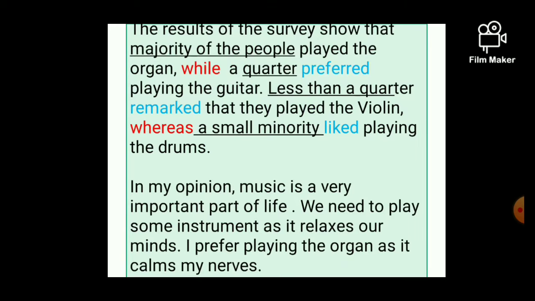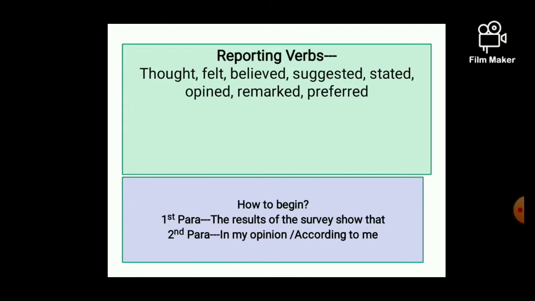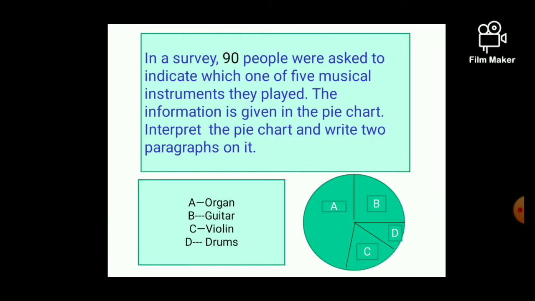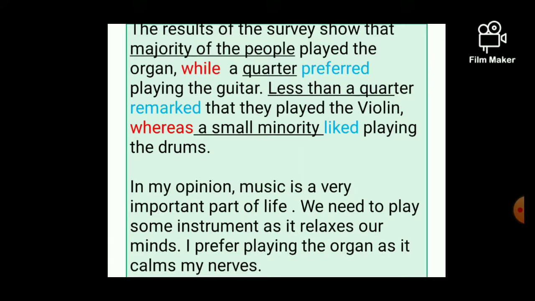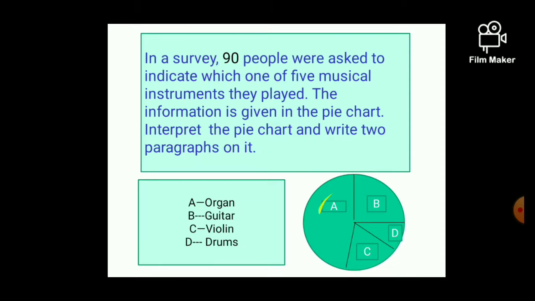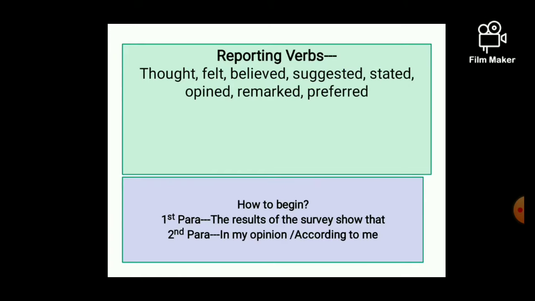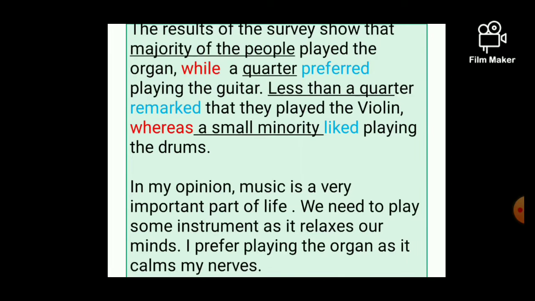So we'll start with the results of the survey show that, as I said earlier, you're going to be starting with this first one. The results of the survey show that, correct? So the results of the survey show that majority of the people played the organ. Am I right? If you look at the pie chart, majority of the people played the organ. While, so I'm using a joining word here, while a quarter preferred playing the guitar. So remember the words I told you over here that you're going to be using, reporting verbs? Some felt, some suggested, they felt, they opined, they remarked. All these words I have highlighted in this particular paragraph.